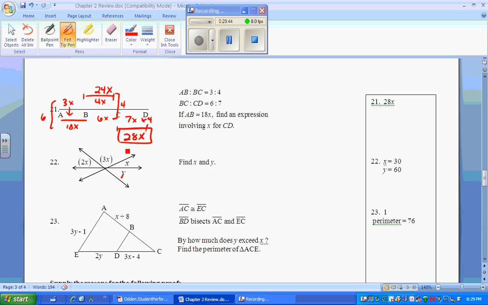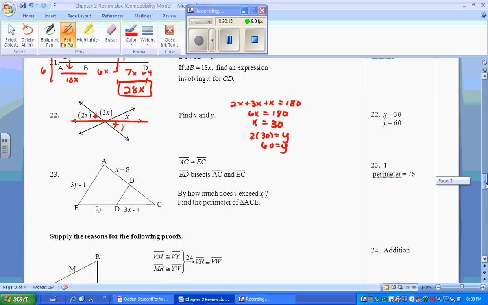Next question. We want x and y. Well, what do we notice? All three x's right here make a straight line. So 2x plus 3x plus x, set it equal to 180. 3, 4, 5, 6x equaling 180. So x ends up equaling 30. We want y. Y is the vertical here to here. So 2x's, 2 of the 30s ends up equaling y. So 60 equals y, and you are done with that question.